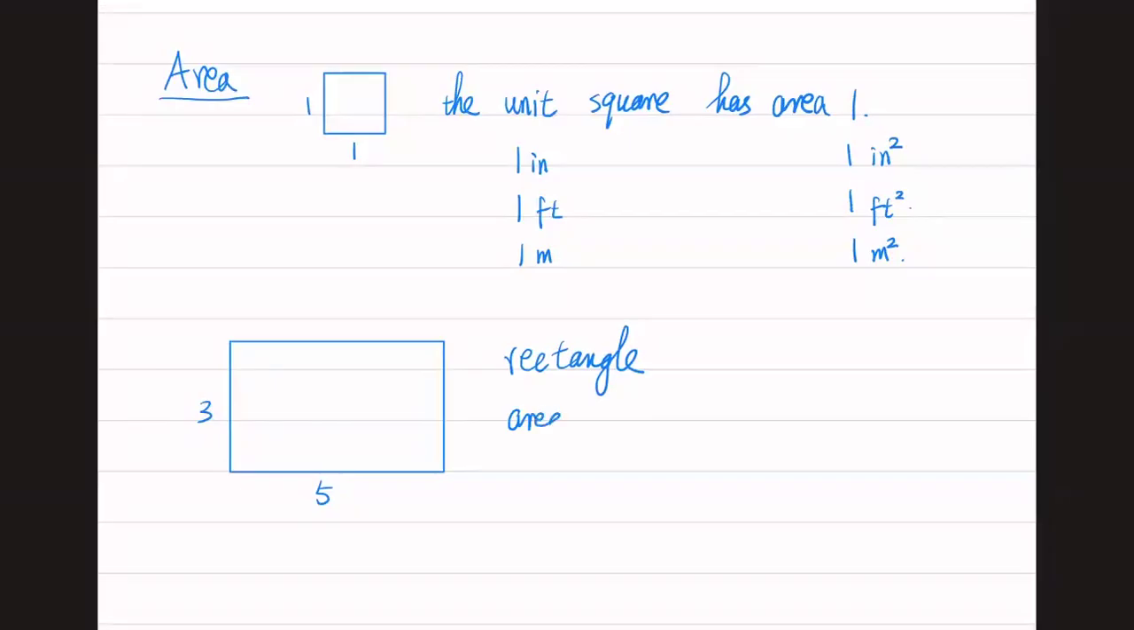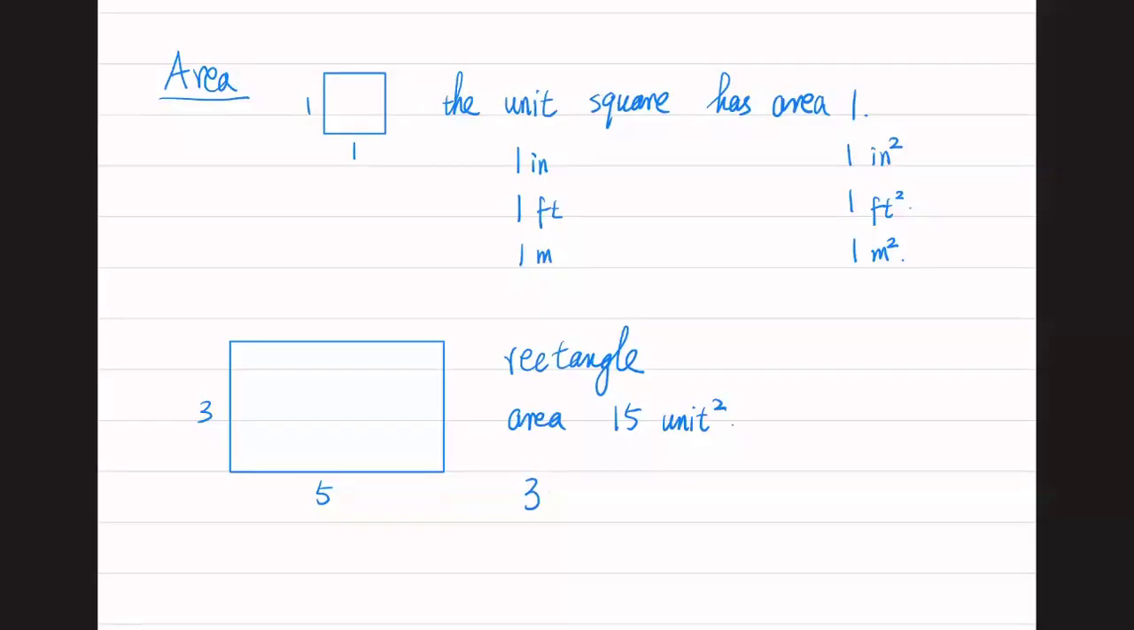Area is 15 square units. Okay, now tell me why. How do you get this 15? Well, 3 times 5 is 15, but you have to remember the square because it's something times something.